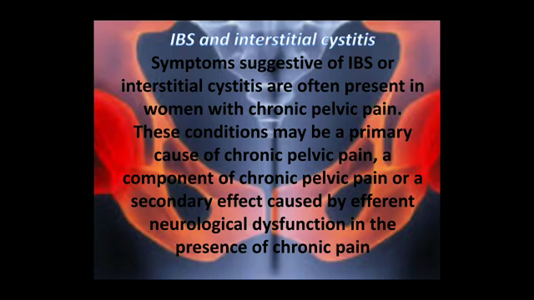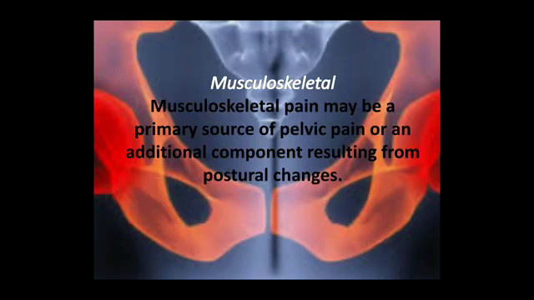Now coming to IBS and interstitial cystitis. Symptoms suggestive of IBS or interstitial cystitis are often present in women with chronic pelvic pain, and these conditions may be a primary cause of the chronic pelvic pain, a component of it, or a secondary effect caused by neurological dysfunction, in the absence or in the presence of chronic pelvic pain. Now coming to the musculoskeletal causes of pelvic pain.